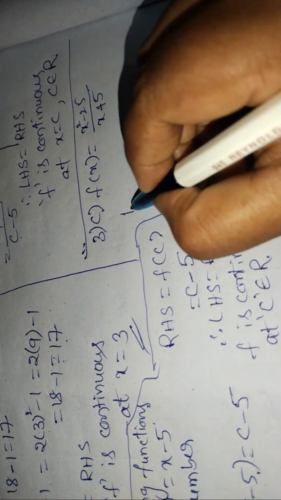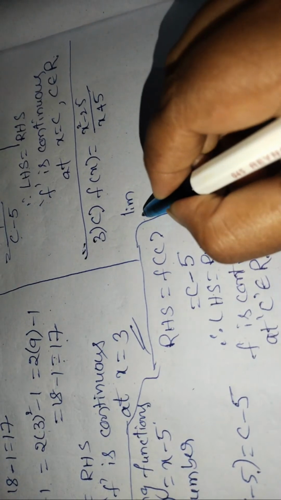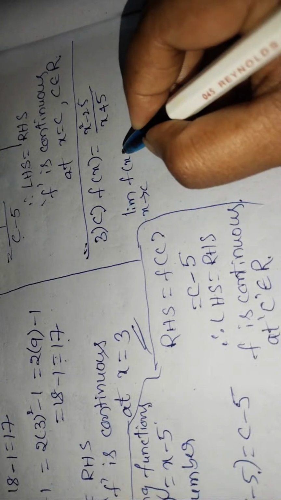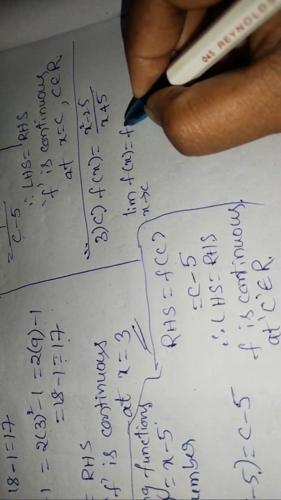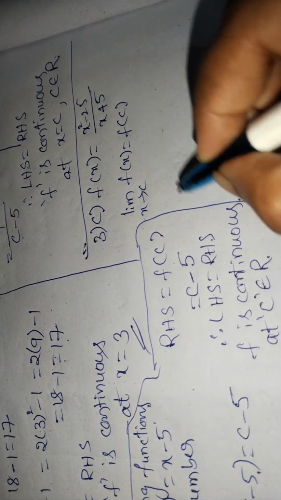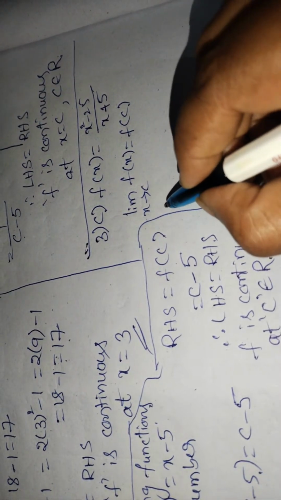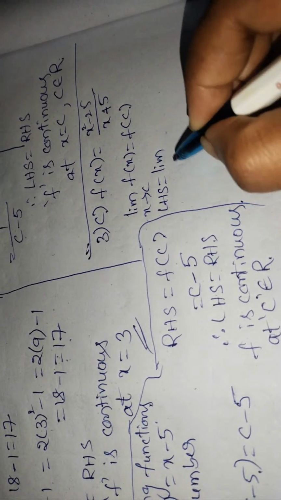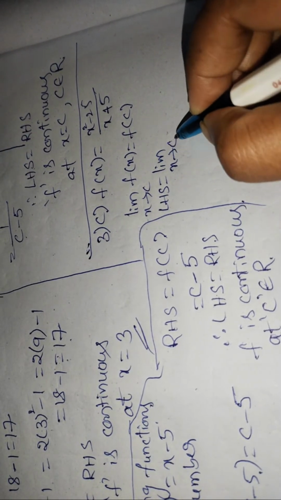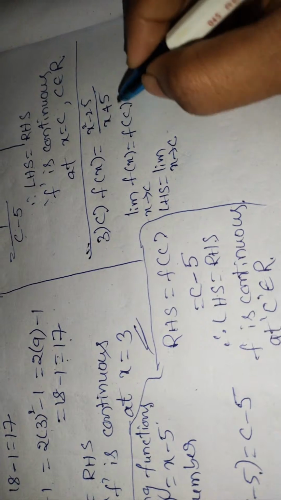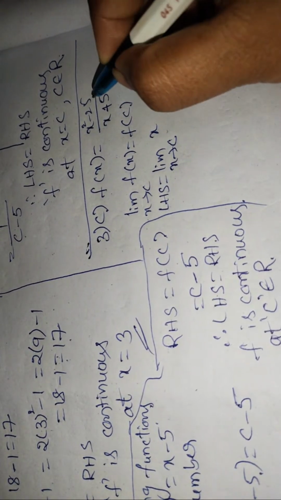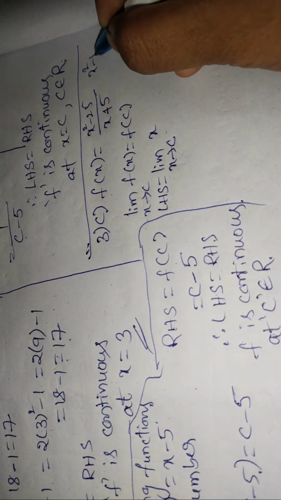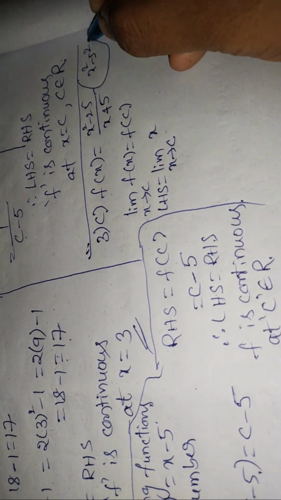Then write the formula: limit x tends to c, f of x is equal to f of c. Now take LHS. LHS is equal to limit x tends to c of f of x. F of x is x square minus 25. Can I write this x square minus 25 like x square minus 5 square? Can I write like this?